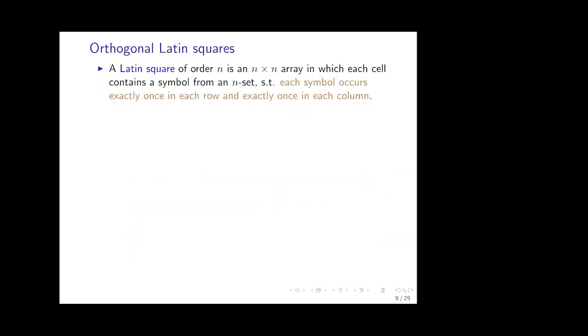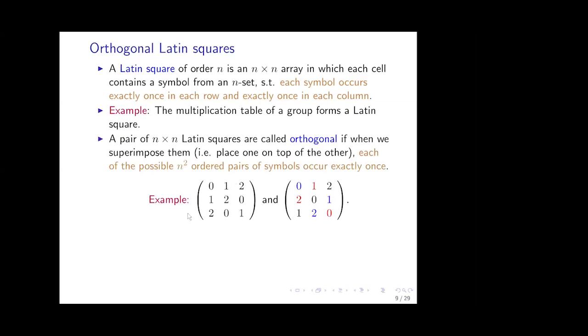First, let us recall the definition of Latin squares. A Latin square of order n is an n-by-n array in which each cell contains a symbol from an n-set, such that each symbol occurs exactly once in each row and exactly once in each column. For example, this is a Latin square of order 3, and you can check the definition. Of course, the basic question is, does a Latin square exist for every positive integer n? Yes, because it's easy to construct them. The multiplication table of any given group can form a Latin square.